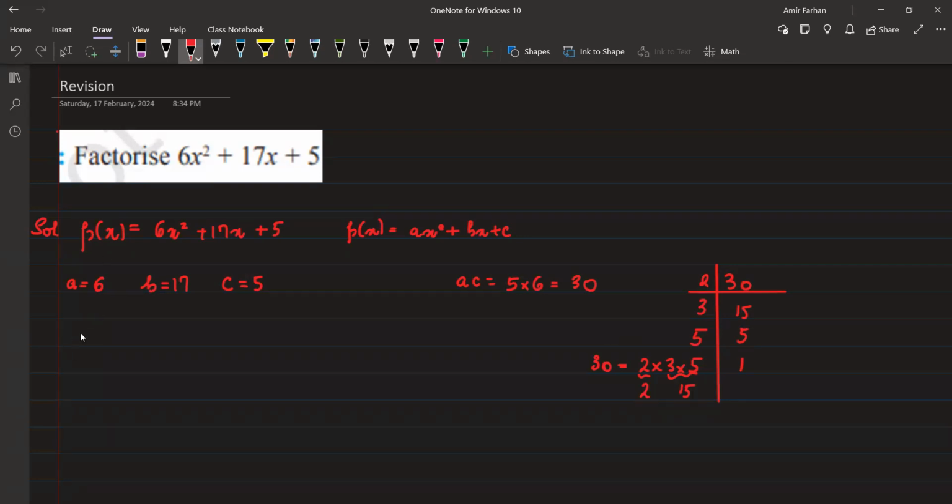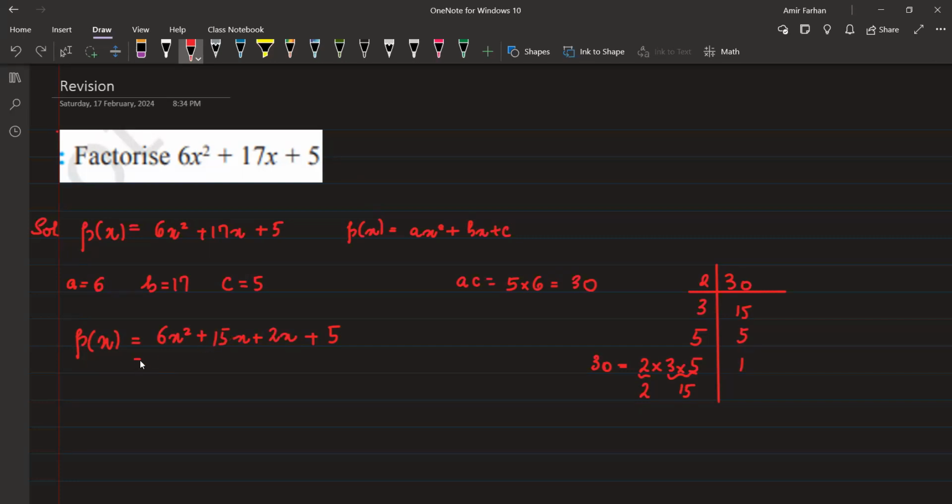So write this: 6x square. 17x can be written as plus, because x is also getting multiplied. So instead of directly writing 17x, I am writing 15x plus 2x, plus 5. Only the middle term should be split in such a manner. Clear? Yes or no? Please let me know.